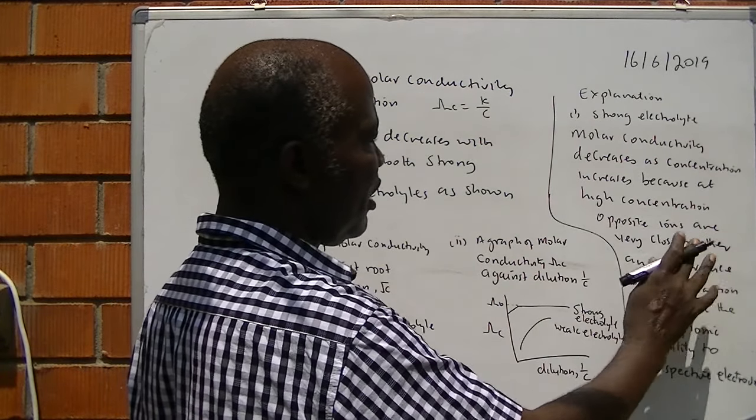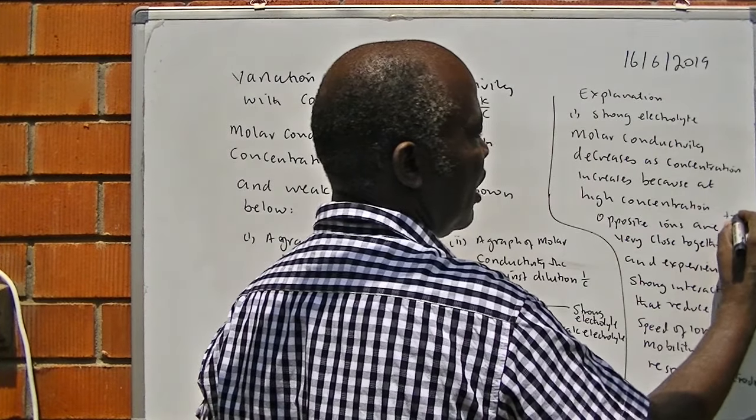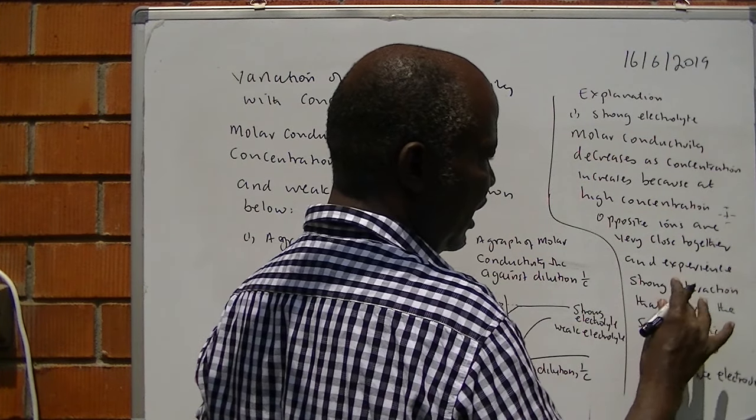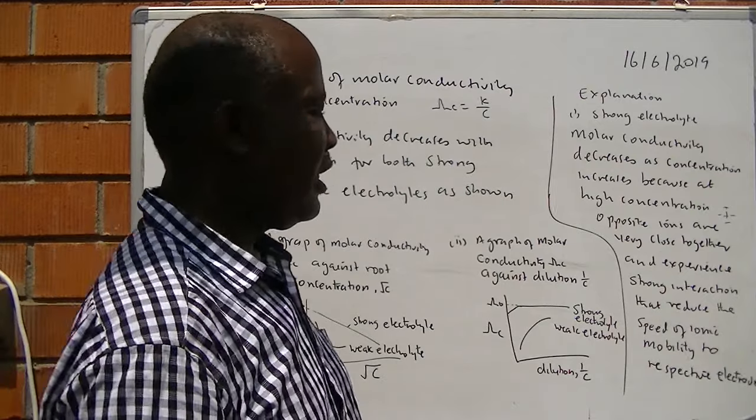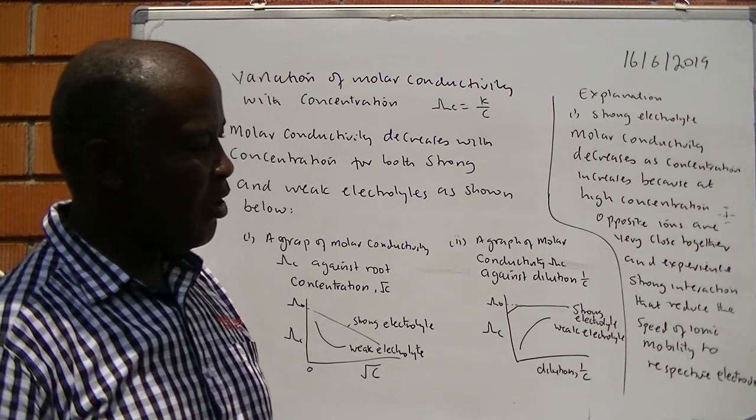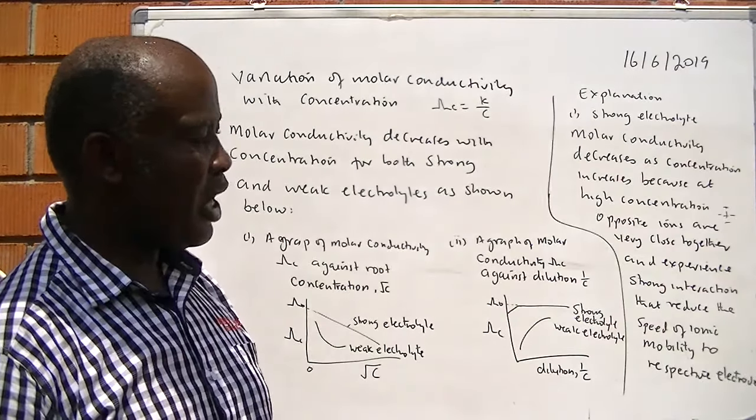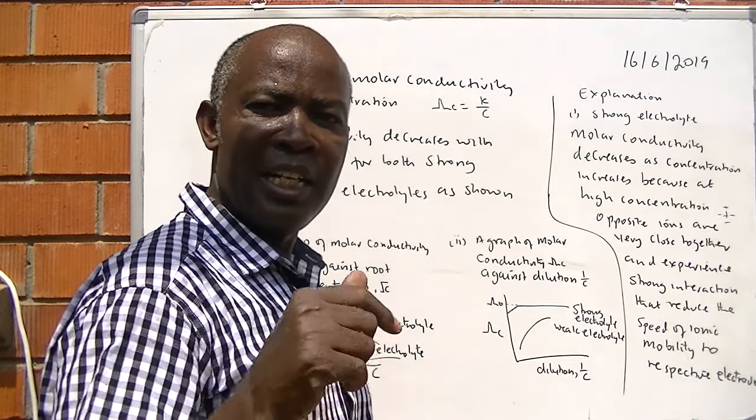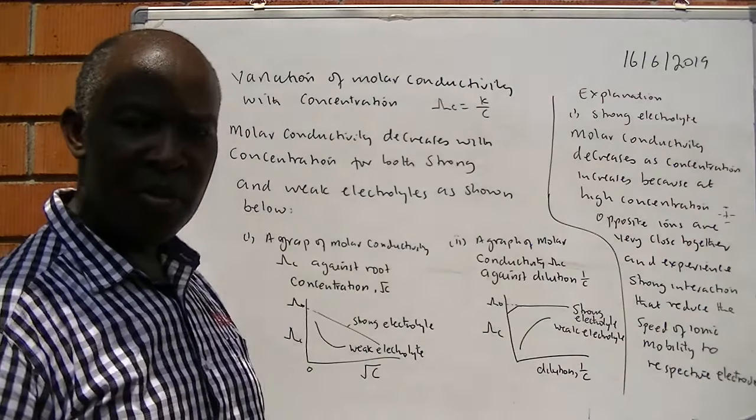Because at high concentration, opposite ions are close together. So the positive and the negative ions are so close together and experience stronger interaction. So there will be strong attraction between the negative and the positive ions. This reduces the speed of ionic mobility to the respective pole and thus reduces the molar conductivity. On dilution, the ions will be spaced, that is, they will experience less interaction between each other, and therefore the molar conductivity will increase.